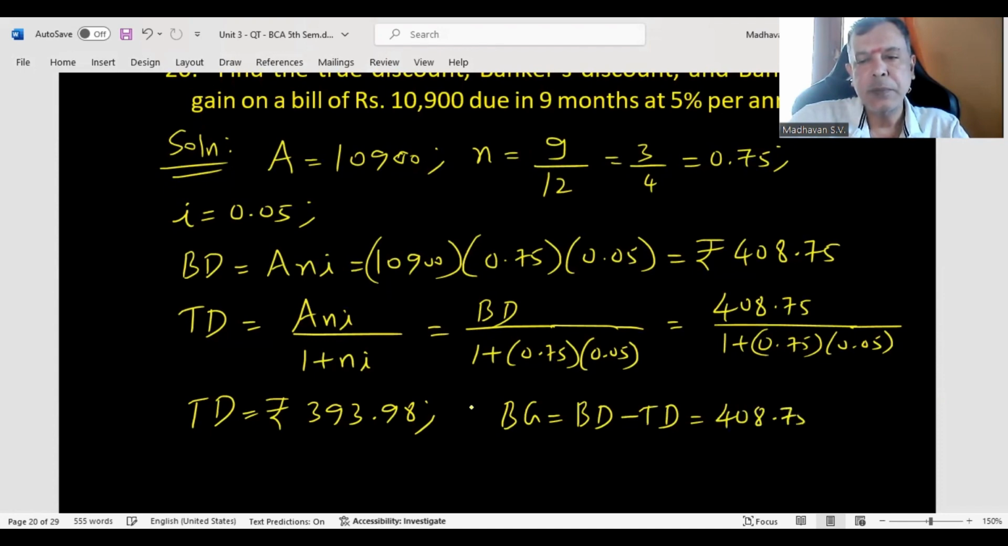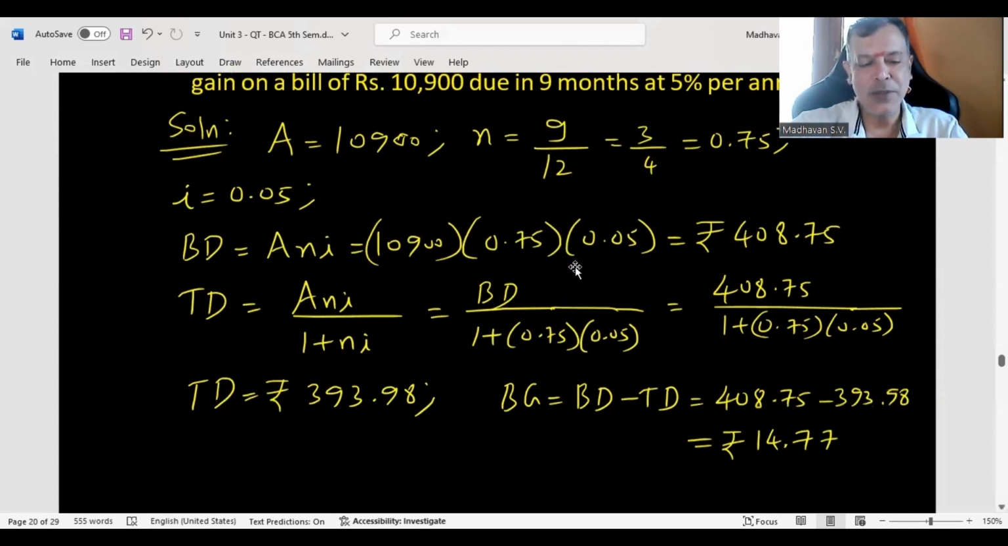Next, we'll calculate banker's gain, which is banker's discount minus true discount, which is 408.75 minus 393.98. We will get rupees 14.77. So that is the solution for this question. Let us move on to the next.